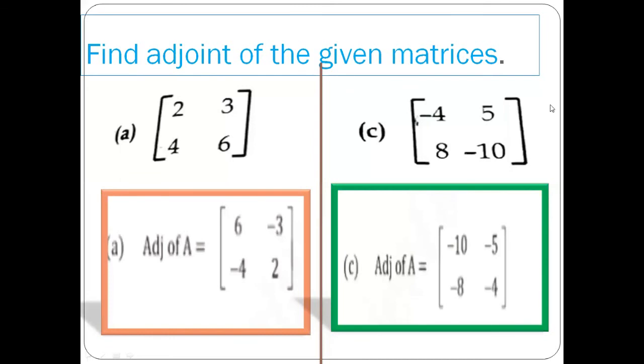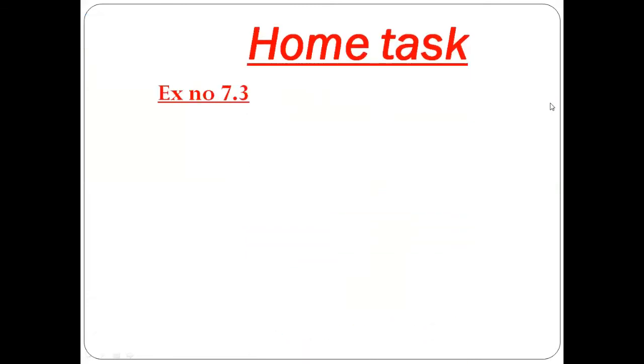Now that's it. Now take your home task. Exercise 7.3, question number 1 to question number 10. This is matrix multiplication. First, you will show whether matrix multiplication is possible or not. And if it's possible, then you will do the multiplication. And then you will do question number 14, part 1, part 2, and part 4.